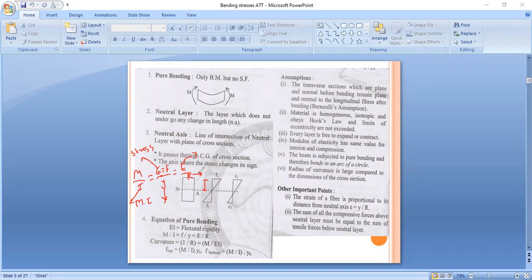Now we will consider the second half portion, that is our basic equation M upon I which is equal to F upon Y which is equal to E upon R. Now we will focus on this second half portion.